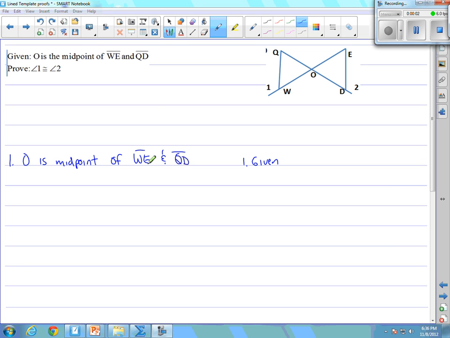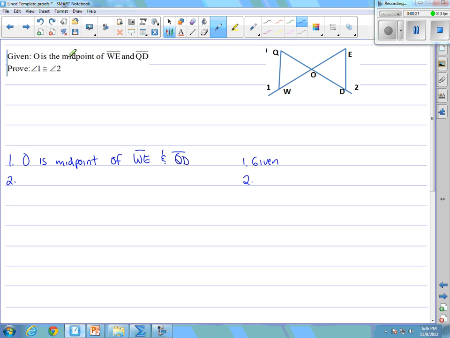We're told that O is the midpoint of segment WE and segment QD. We're going to prove angle 1 congruent to angle 2. This is very similar to a question that we've seen earlier. We've seen this picture before, just given different information.